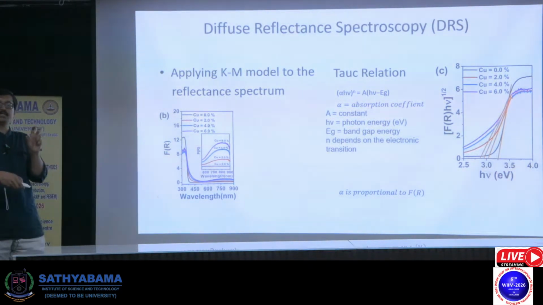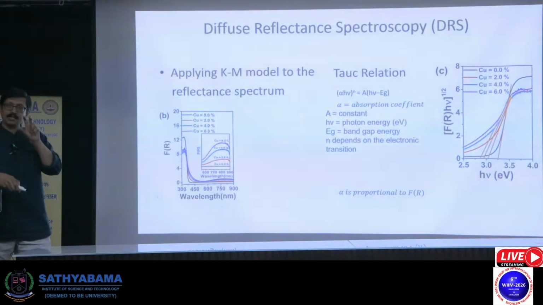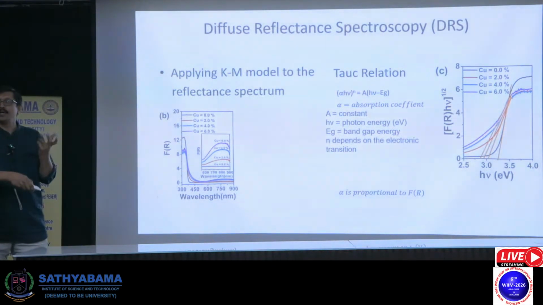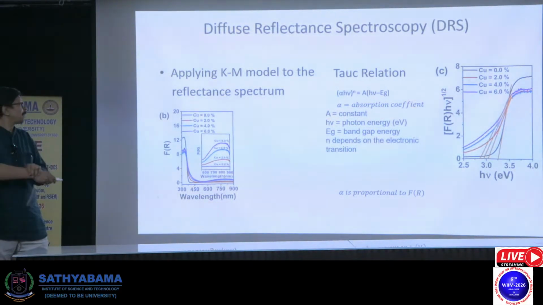So if you are measuring a solid sample and if you want to generate an absorption-like spectrum, what you are supposed to do is you need to plot F(R) versus wavelength. You get an absorption, and wherever more absorption is happening, you get a similar kind of a peak, as if like in a transmittance based measurement.